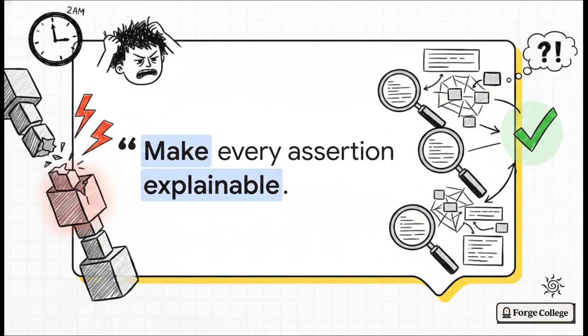When a test suddenly fails at 2 a.m. on a Sunday inside a CI pipeline, and you get a super helpful generic message like, "Assertion error, false is not true," you are going to want to throw your laptop out the window. Your future self deserves better than that.